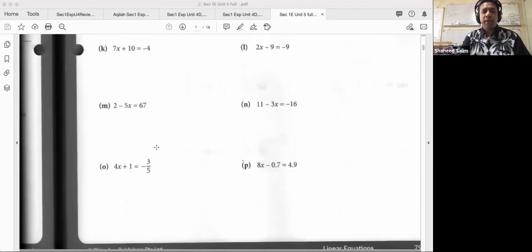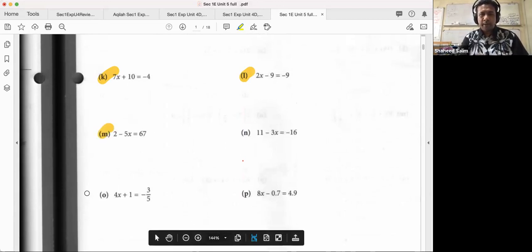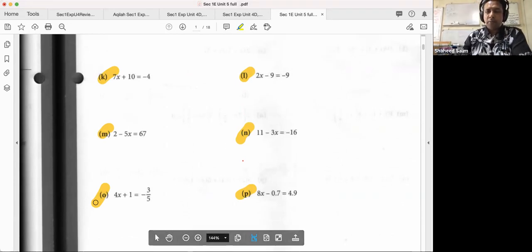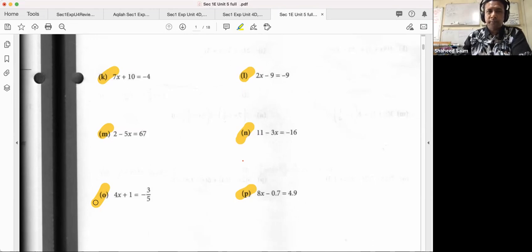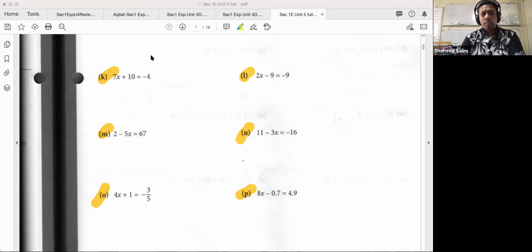All right, can we do K, L, M, and this... we do the last six, lah. You can do mentally, you do mentally. If not, you can do it on paper. K is negative 2. Okay, well done. What about L?